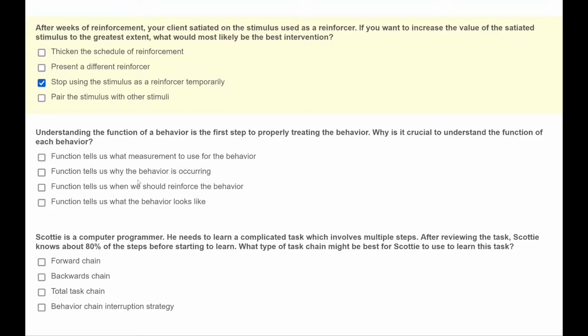B, function tells us why the behavior is occurring. Yes, it's as simple as that. Function is telling us, why is this behavior happening? If we know why the behavior is happening, what can we do? We can replace it. C, function tells us when we should reinforce the behavior. Nope, that's going to be our reinforcement schedule. And then D, function tells us what the behavior looks like. No, that's going to be topography. Why is it crucial to understand the function of each behavior? B, function tells us why the behavior is occurring.